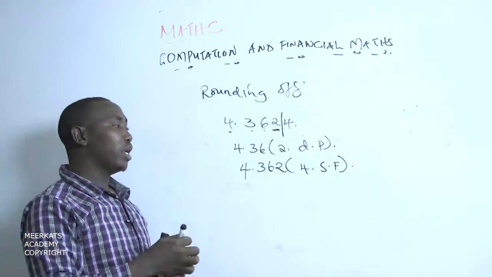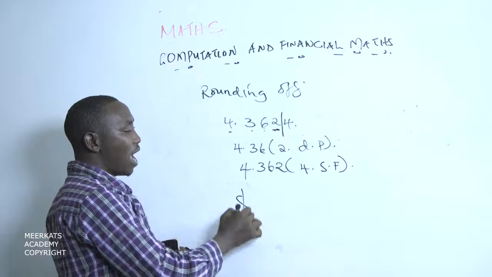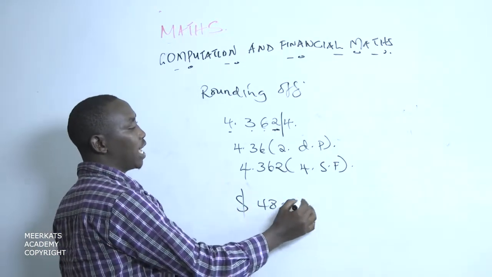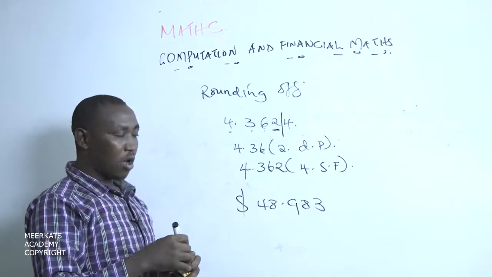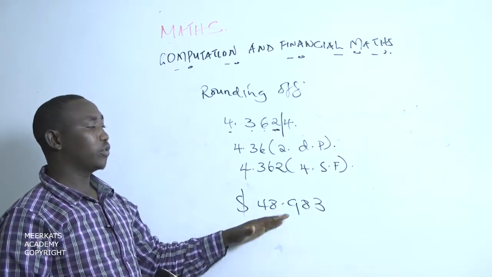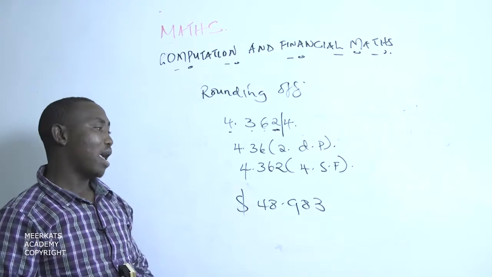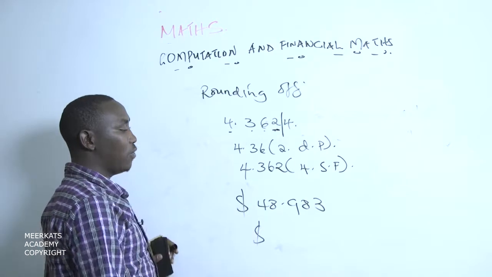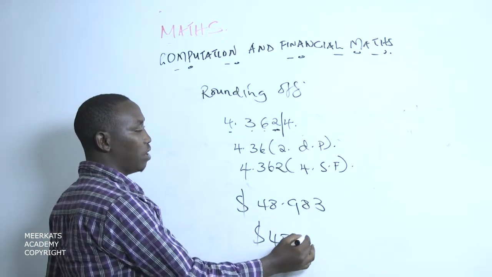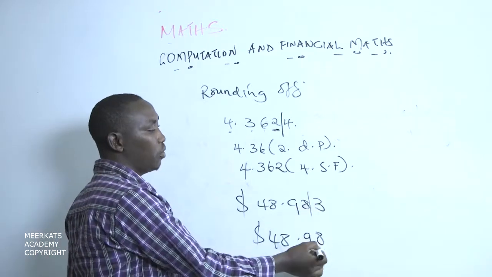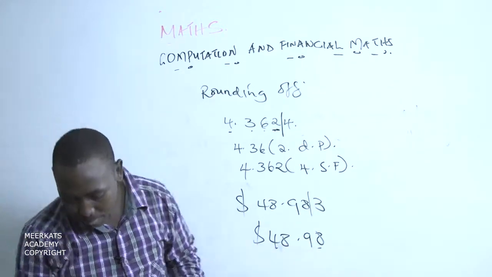So for example, if you have gotten your answer to be US dollars 48.983, we can never take the whole of this. We must round it off to 2 decimal places. And therefore, for us to be able to write the correct answer, it will be US dollars 48.98. It must be to 2 decimal places.